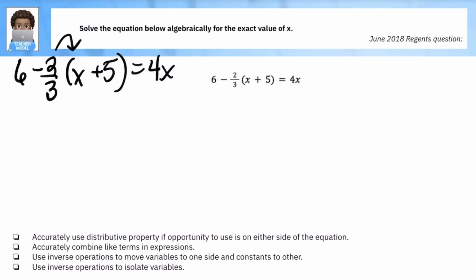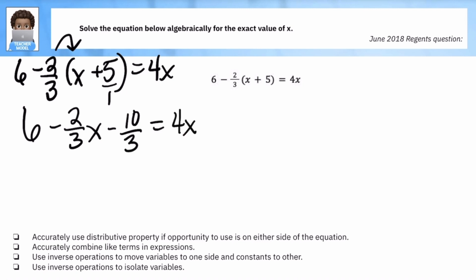We're going to distribute the negative 2/3, so 6 minus 2/3 x plus, I'm going to put a 1 under the 5 so you can see it. This is actually going to be negative 10/3 is equal to 4x.